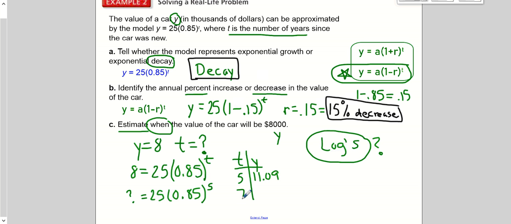Let's try 7. So let's put a 7 in for t. 25 times 0.85 to the 7th power, 8.01. There it is. There's our 8,000. So our answer is about 7 years. Remember, once we learn logarithms, then we can solve equations for exponents. It's coming up later this chapter.